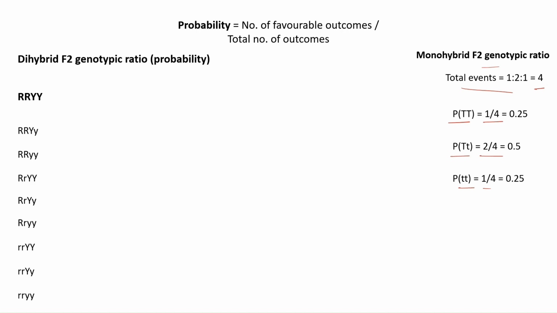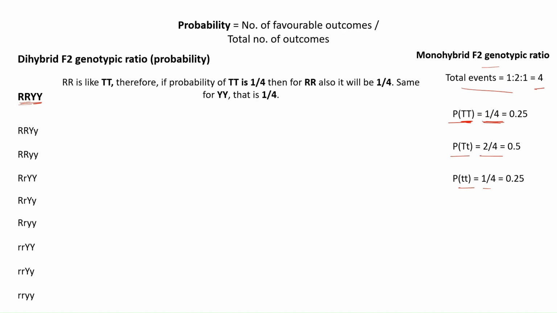So now, the first genotype, that is capital R, capital R, capital Y, capital Y. How can we calculate the probability for this? If you see, this capital R is like this capital T, that is the probability is 1 by 4. This capital Y is also like capital T. That means the probability again for capital Y will be 1 by 4.